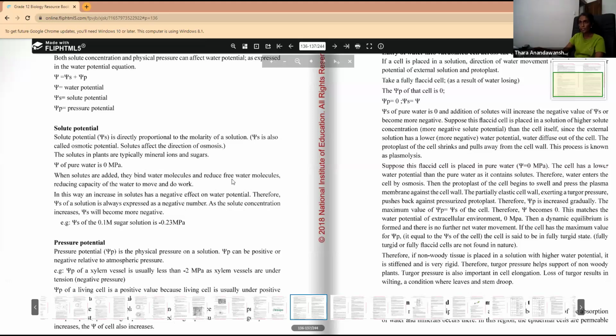When solutes are added, they bind the water molecules and reduce the free water molecules, reducing the capacity of the water to move and do work. In this way, increasing solutes have negative effect on water potential. Therefore, psi S of a solution is always expressed as a negative number. As the solute concentration increases, psi S will become more negative. Understood now? I will explain everything there in this paragraph in shortened form. Tell me whether you understand this.